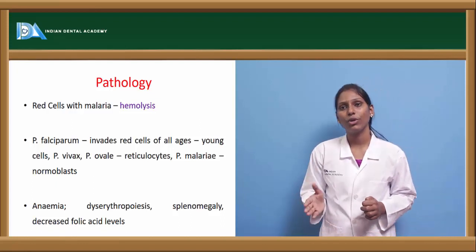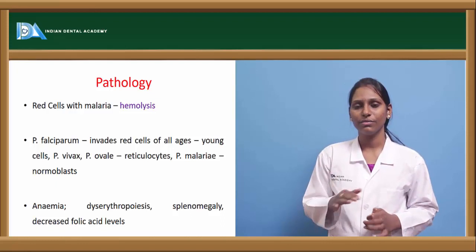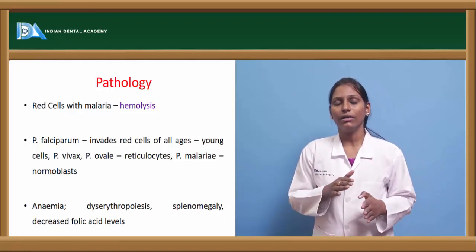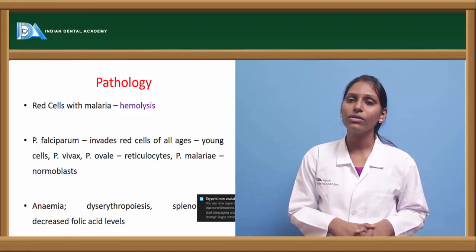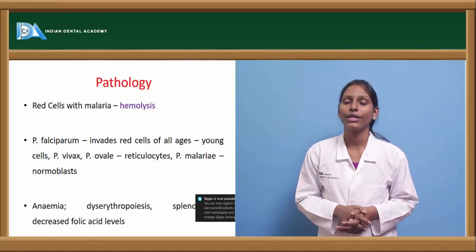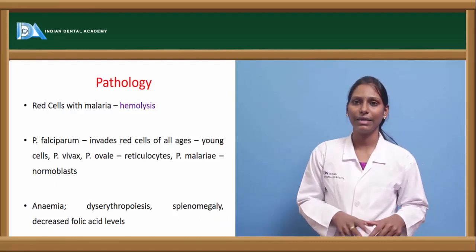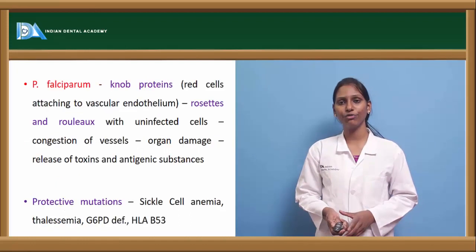There will be dyserythropoiesis, that is, there is a discrepancy in the production of red blood cells. Splenomegaly and decreased folic acid levels can also be seen in cases of malaria. So these are the various pathological features usually associated with malaria.